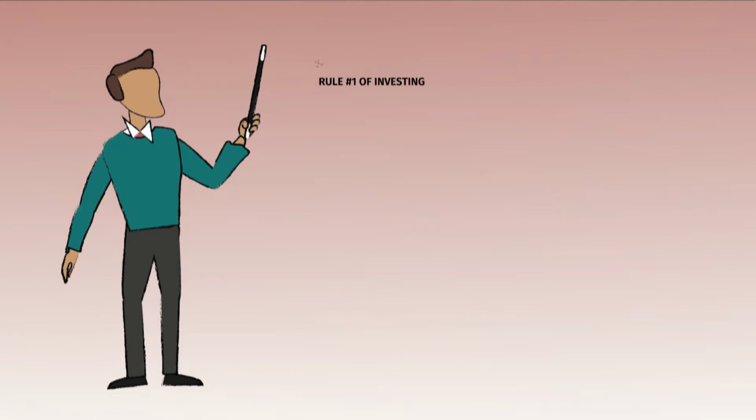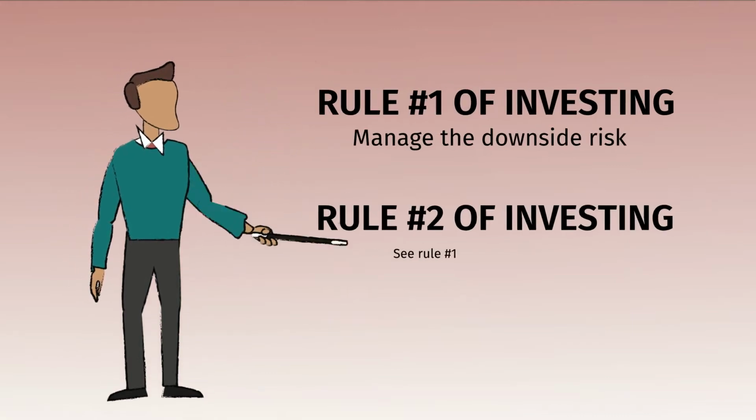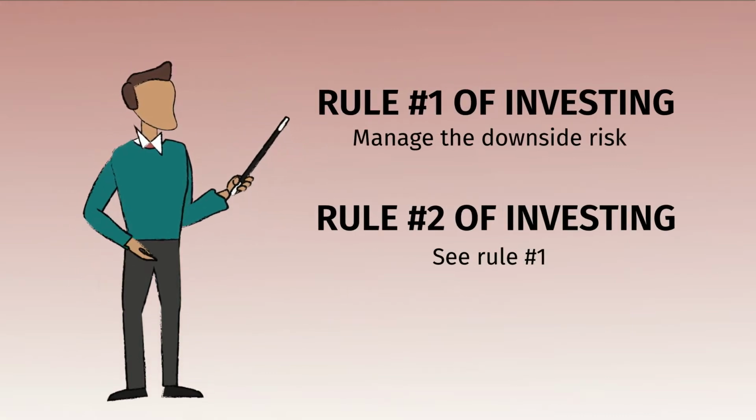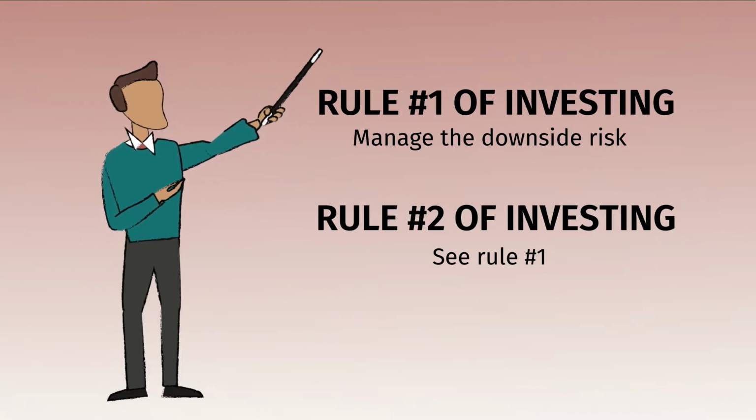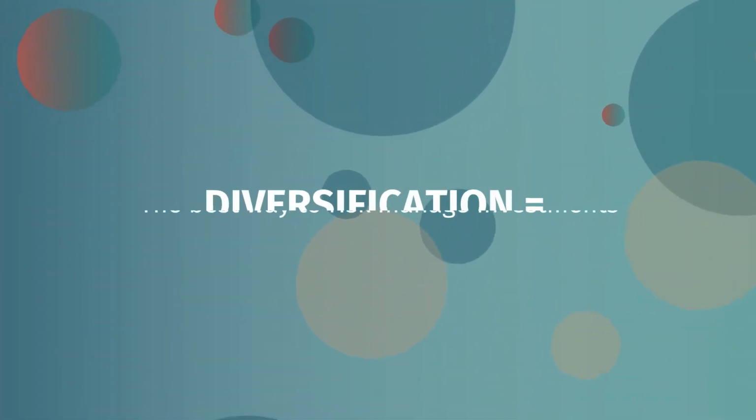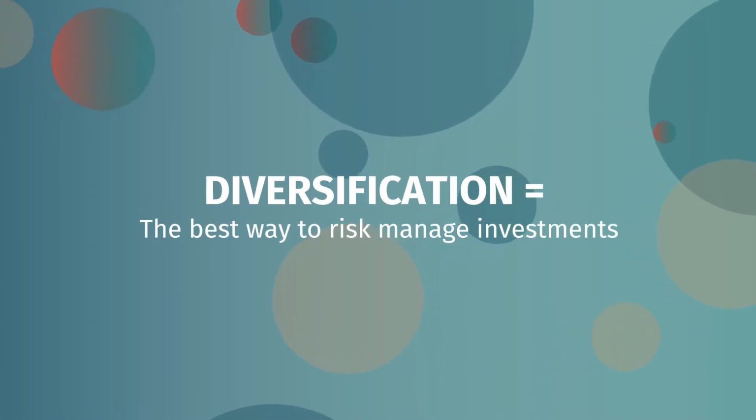Rule number 1 of investing is therefore all about managing the downside risk. All investors should arm themselves with the best risk management tools available. However, unfortunately, there is no magic wand. The best risk management tool available to most investors is to diversify, and to do so skillfully.